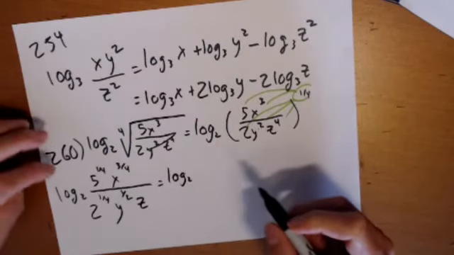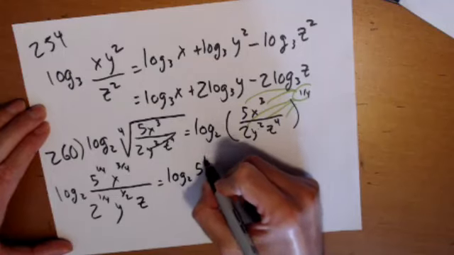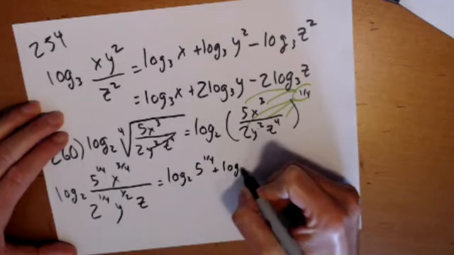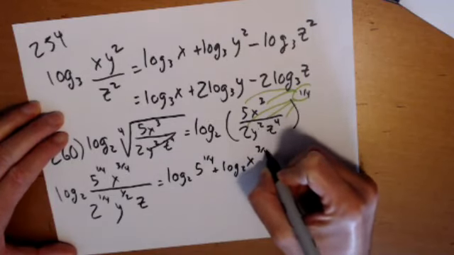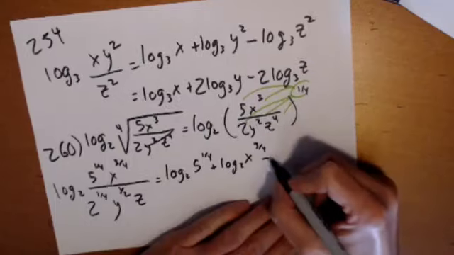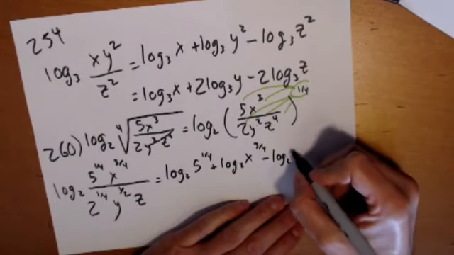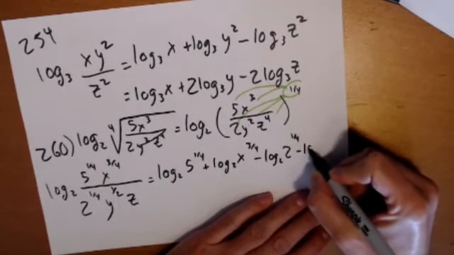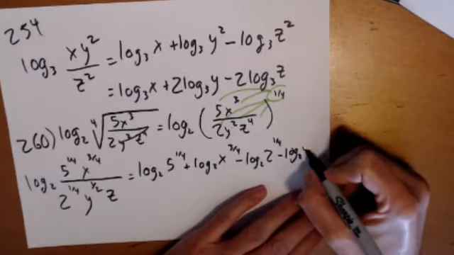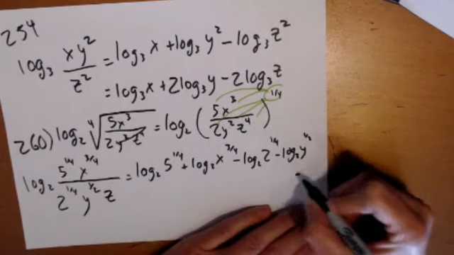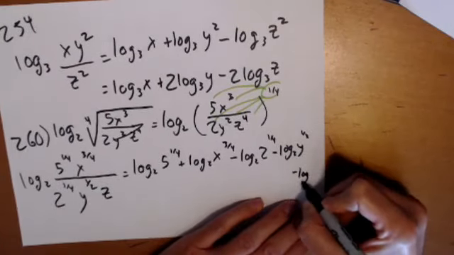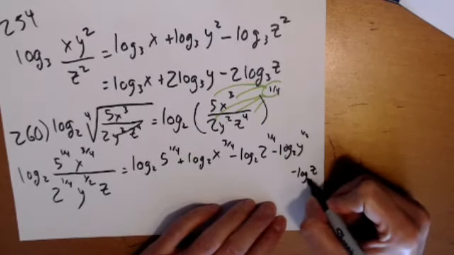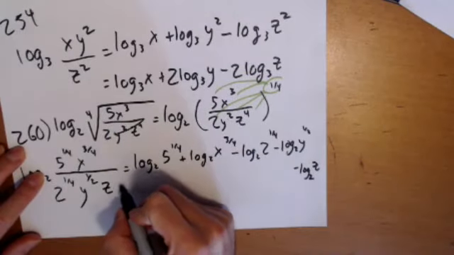Log base 2, 5 to the 1/4, plus upstairs stuff is positive, log base 2, x to the 3/4. Downstairs stuff, subtract. Minus log base 2, 2 to the 1/4. Minus log base 2, ran out of room, y to the 1/2, minus log base 2 of z.